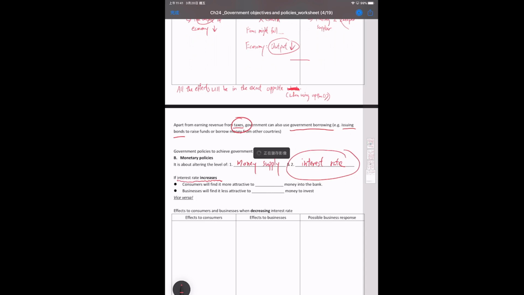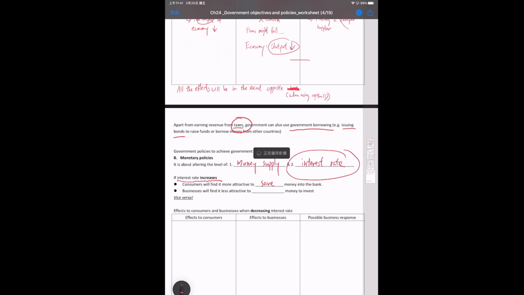So when you save the money into the bank, you are going to earn a higher interest revenue. Because we know that when you deposit a specific amount of money into the bank, you are going to earn some interest, and the interest is determined by the interest rate. When there's a higher interest rate and you put that money into the bank, you are going to earn a higher interest revenue. So consumers will prefer saving money into the bank if there's a higher interest rate, right?